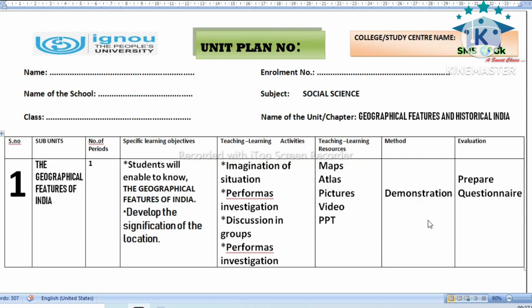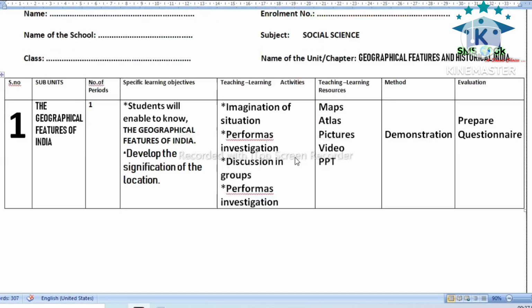And the method is the demonstration method. It's a very good method to teach geography, political science, history, or any arts subjects. And the last step is evaluation. Prepare a questionnaire about this topic.